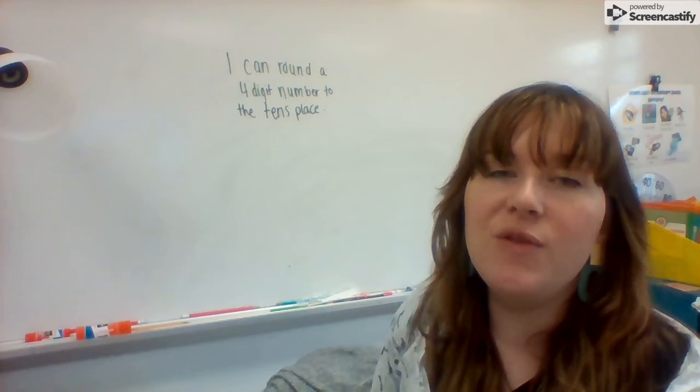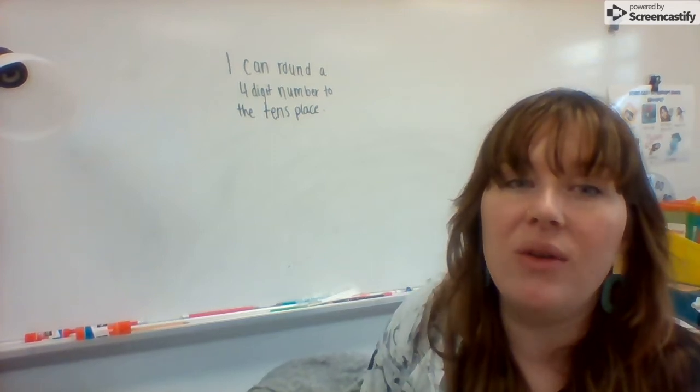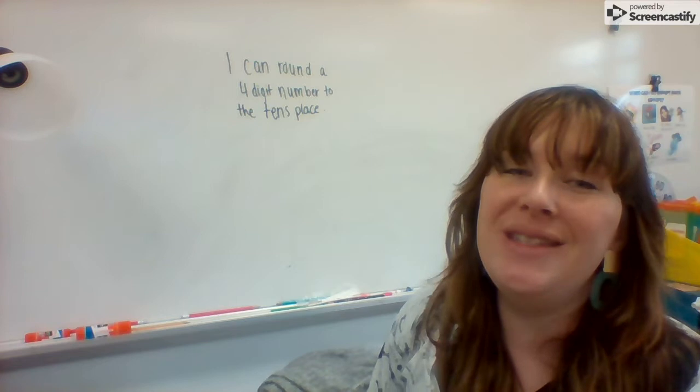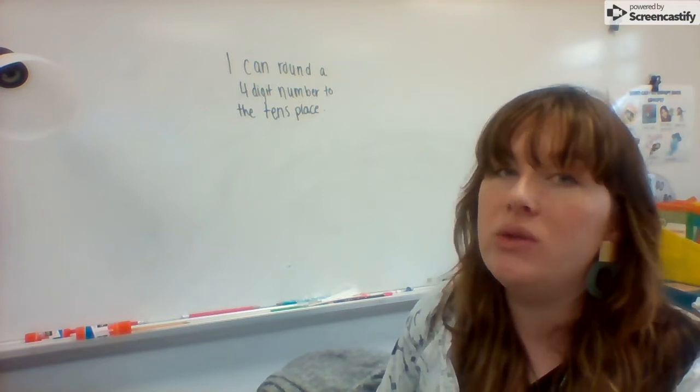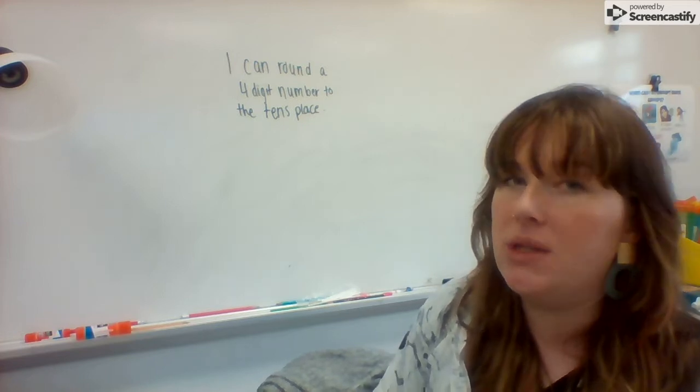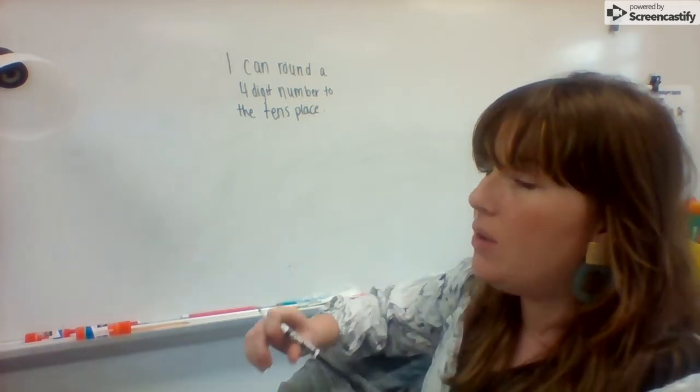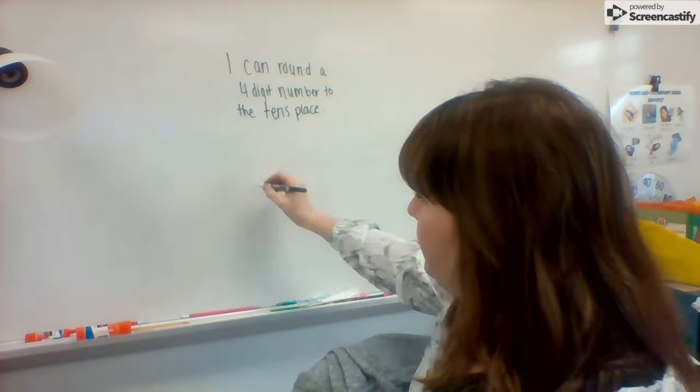Your I can statement for this next lesson is I can round a 4-digit number to the tens place. In the last lesson, we rounded a 4-digit number to the hundreds place, and now we're going to move further to the tens place. We're going to do a very similar strategy.